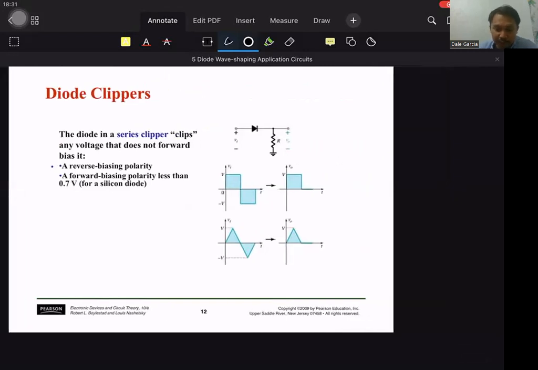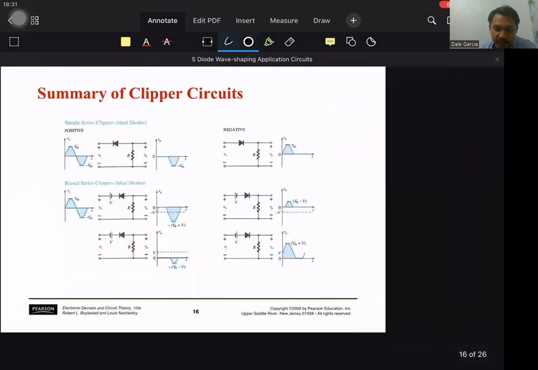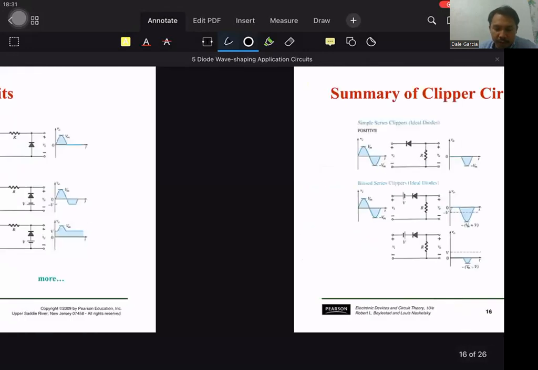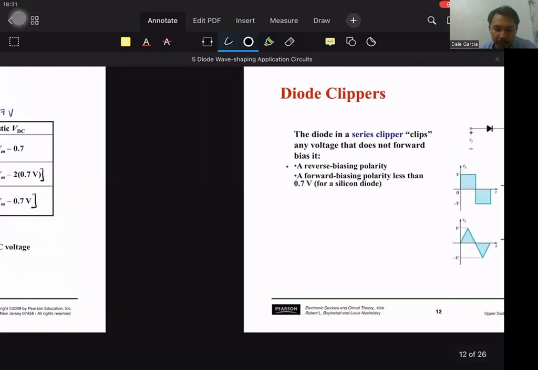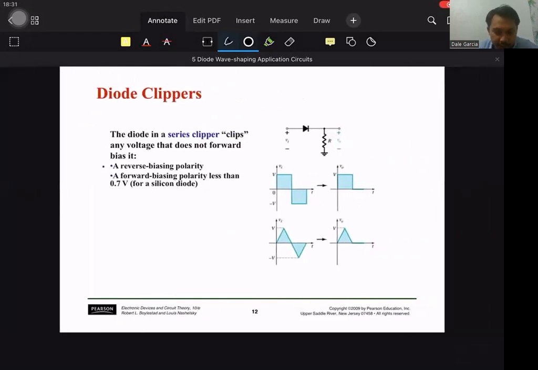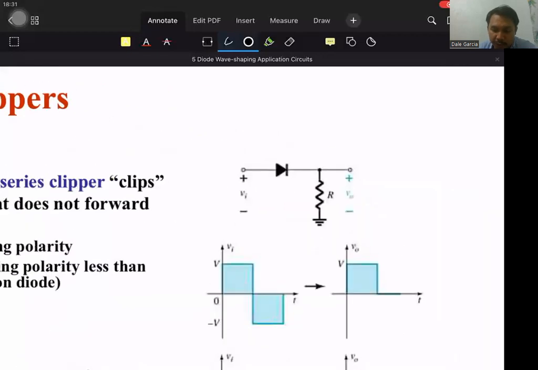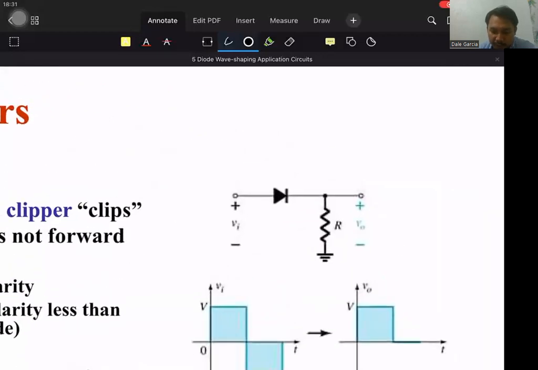Okay, so naa tay clipper, ug naa tay clamper. No? So, what's the difference sa duha? So, ang clipper, the diode in a series clipper clips any voltage that does not forward bias it. So, what does a diode clipper look like? Or unsa ang pinaka-simple na diode clipper circuit? This one. Half-wave rectifier. Yes, because a half-wave rectifier is an example of a clipper circuit.